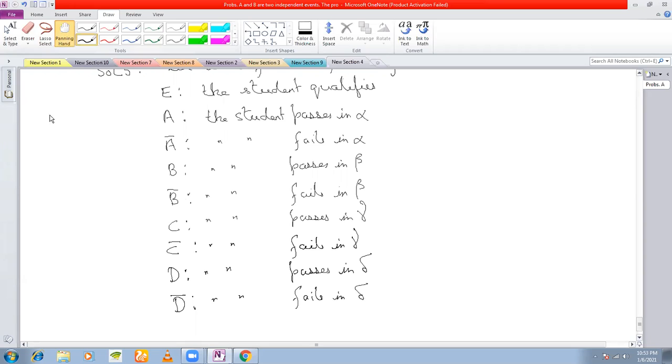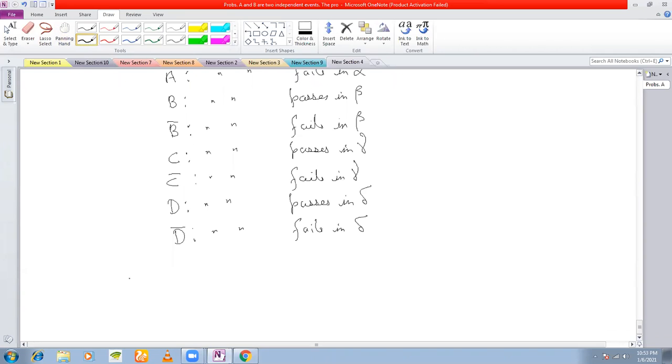Therefore, in what way can the student qualify? Tell me. Therefore, E: the student passes in alpha. Definitely he has to pass in alpha. There is no other way out. So the student passes in alpha and he passes in beta and he passes in gamma, and he fails in delta. This is one way it can happen.